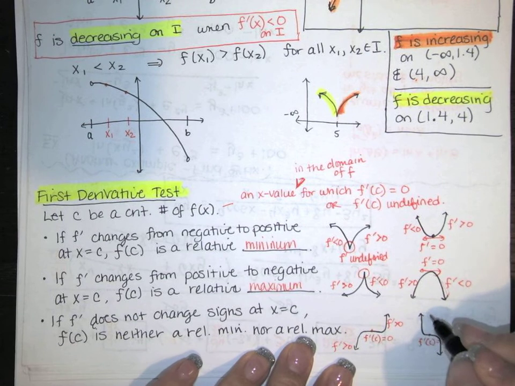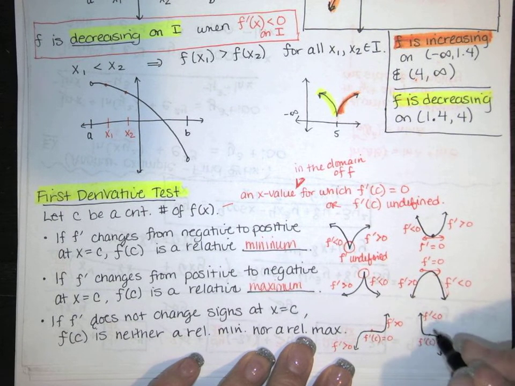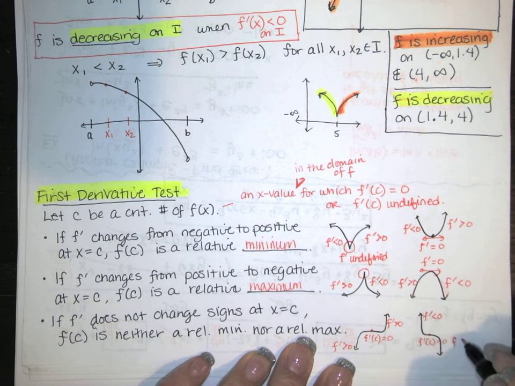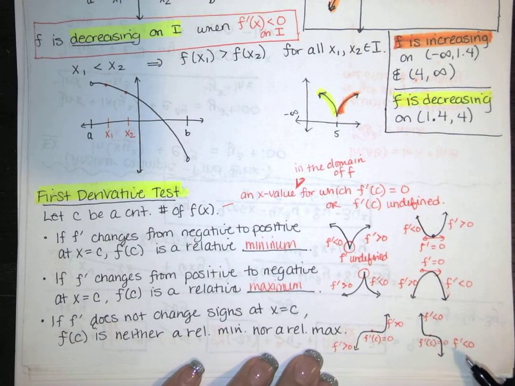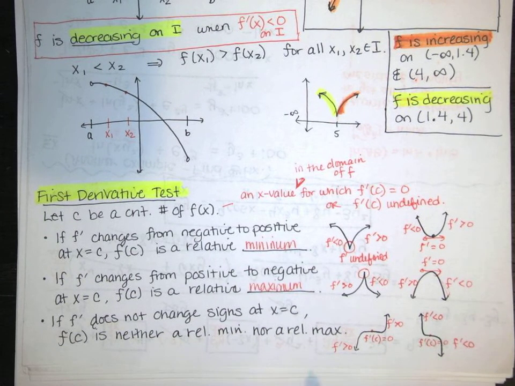Or maybe it's like this. The derivative is negative, and then it's 0, and then the derivative is negative again. So it's decreasing, and then it's 0, and then it's decreasing again. Well, in that case, you don't get a min or a max. You just get this little flat spot.